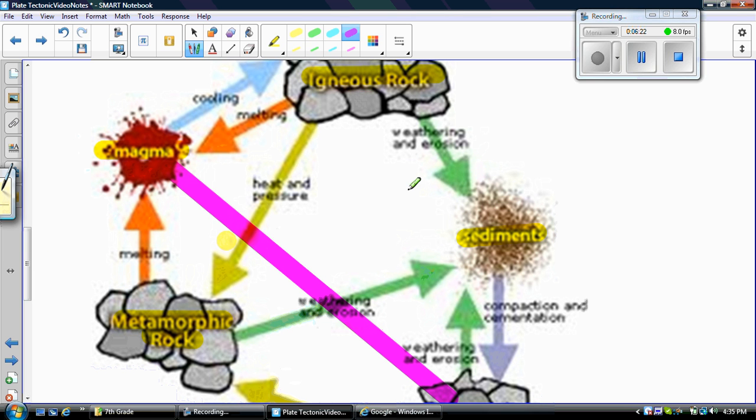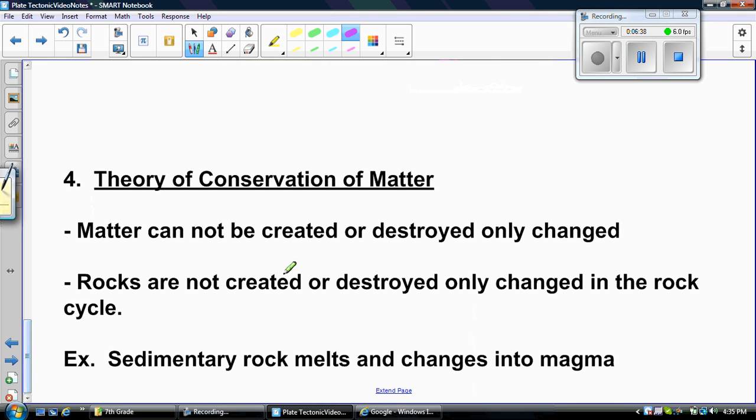It's not destroyed as it gets turned into a metamorphic rock, it's just changed. So whatever you do in the rock cycle, all you're doing is changing. When you melt a rock, you're not destroying that rock, all you're doing is changing it from a solid to a liquid, and then it can always turn back into a rock. So that's how the rock cycle supports the theory of conservation of matter. Rocks are not created or destroyed, they're only changed in the rock cycle. Sedimentary rocks can melt and change into magma, but they're not destroyed. Okay, so that concludes our notes on the different types of rocks and how they support the theory of conservation of matter.